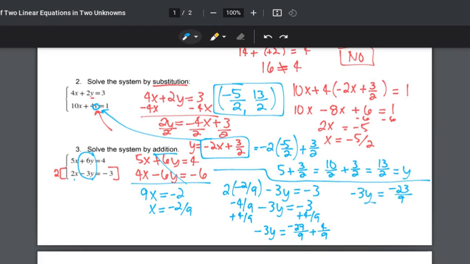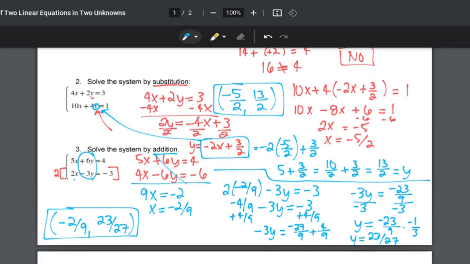So my last step is to divide everything by negative 3. So that gives me y equals negative 23 over 9 times negative 1/3, which is 23 over 27. So my final answer should be an ordered pair: negative 2/9, comma 23 over 27. And just so you know, regarding the quiz for this chapter, this would be on the no calculator part. So even though there's some fractions in there, you should be able to do it without a calculator.